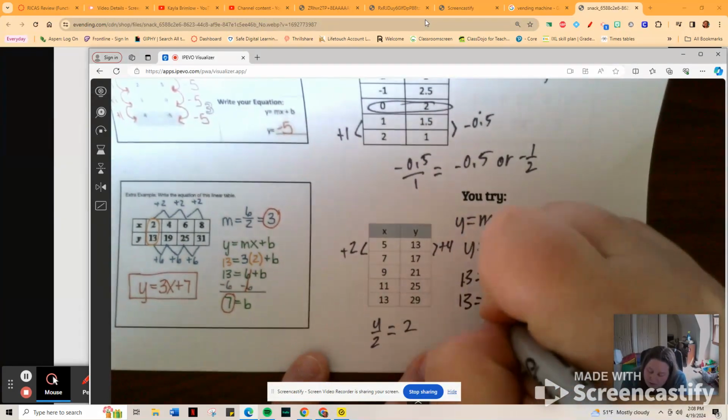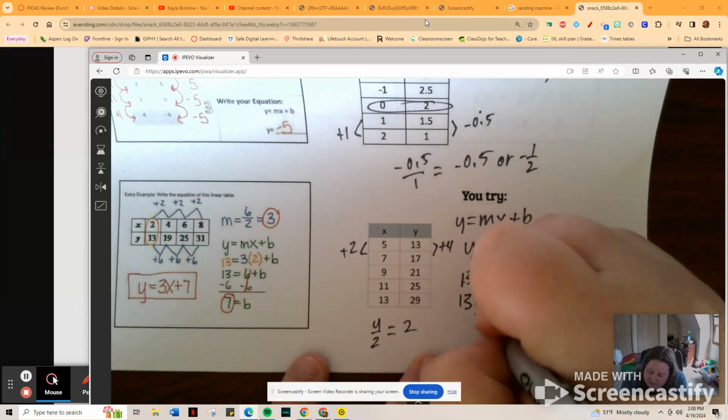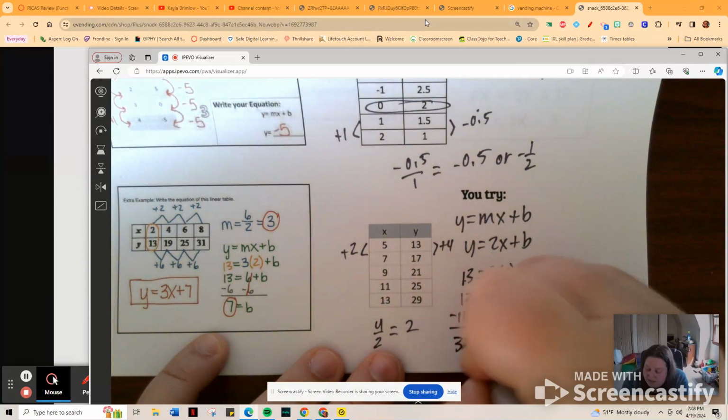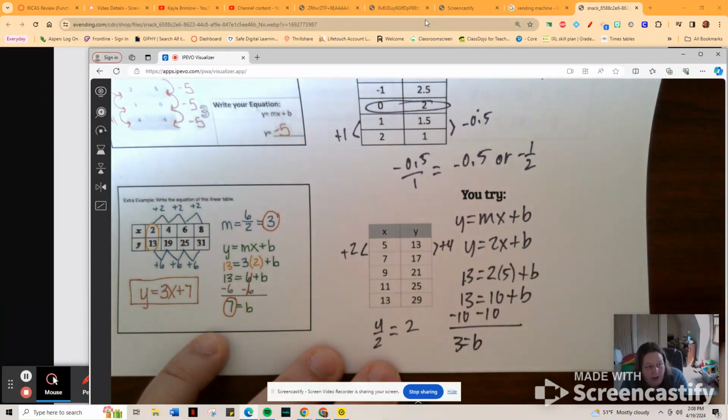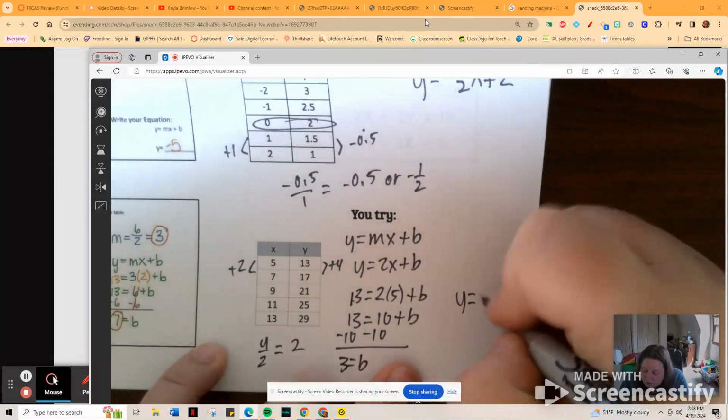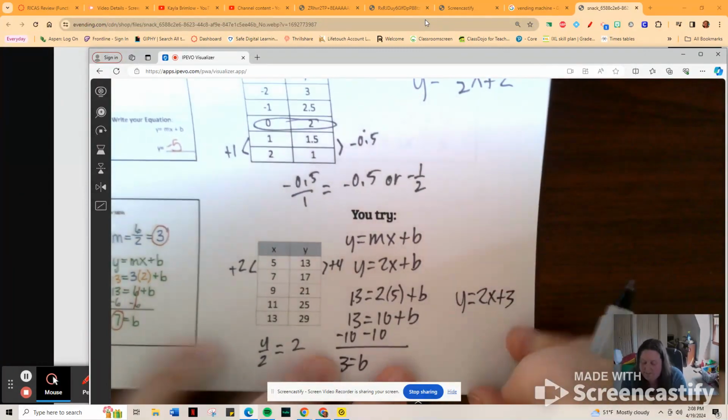So 13 equals 10 plus b. If I subtract 10 from both sides, 3 equals b. So that means I have a y-intercept of 3. So y equals 2x plus 3.